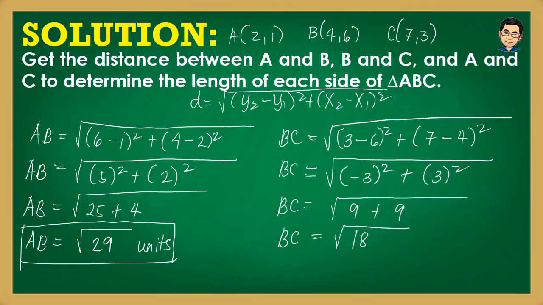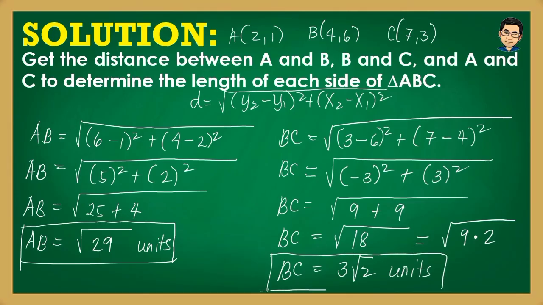And then, the square root of 18 is 3 square root of 2. It's because meron siyang factor na perfect square. So, magiging ganito siya. 9 times 2. And then, square root of 9 is 3. May iiwan yung 2 sa loob ng radical. So, BC is equal to 3 square root of 2 units. So, yan po yung sukat ng ating side BC.